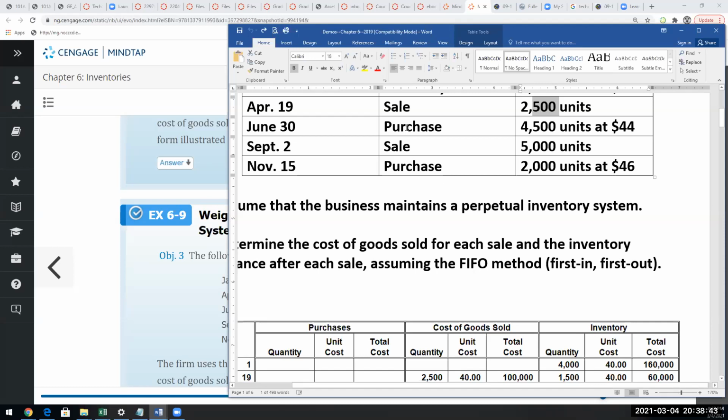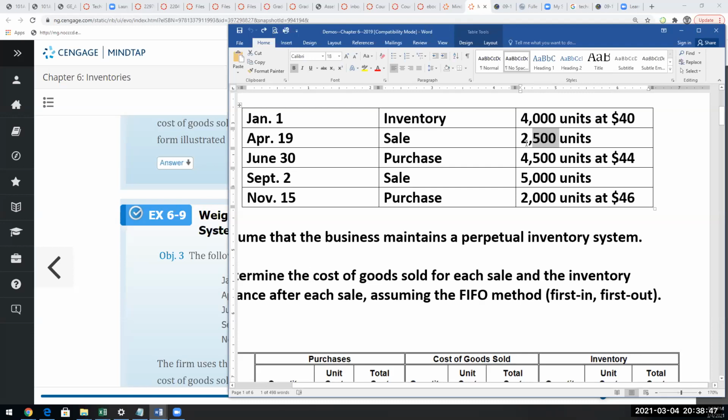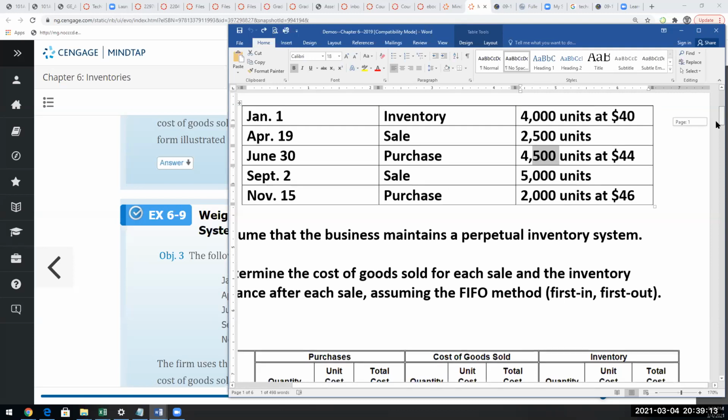Okay, so the next thing that we're going to do is that we've sold, and would you agree we have 1,500 left? We started with 4,000, we just sold 2,500. So it's 1,500 left. Well, I'm going to buy 4,500 more. So you're going to purchase. So I'm going to have 6,000 total available to sell. So I'm going to buy that right now. So over here, the purchase is going to be 4,500 times $44. So if you get a calculator out and take 4,500 times $44, that includes our purchases.